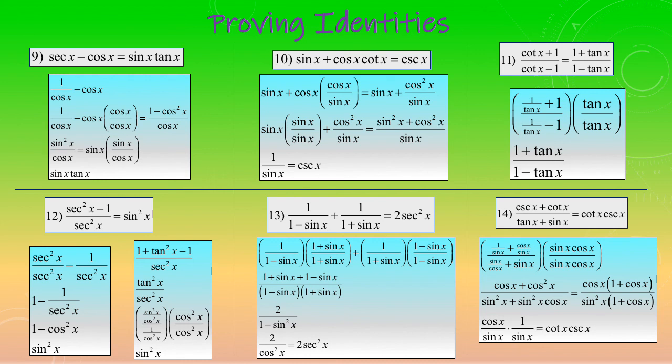We know that things are heading in the right direction because the 1 plus cosines of x cancel. So we are left with cosine of x over sine of x times 1 over sine of x. And that gives us exactly what we want, cotangent of x, cosecant of x.